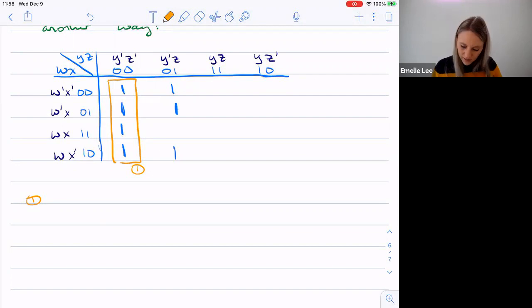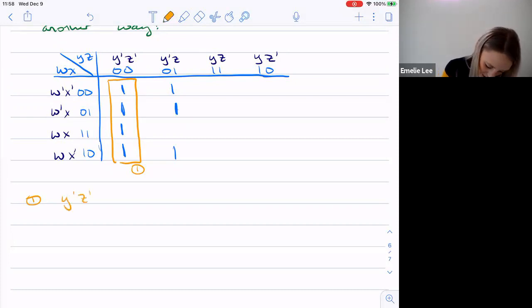Group 1, right? If it spans a whole column or a whole row, then it's just summarized by the name of that column. So here, this is going to be Y prime, Z prime, because it's allowed to change over W. Sometimes it's on, sometimes it's off. X is on, off, unpredictable. The only things held steady are Y prime, Z prime. So here, this is Y prime, Z prime.